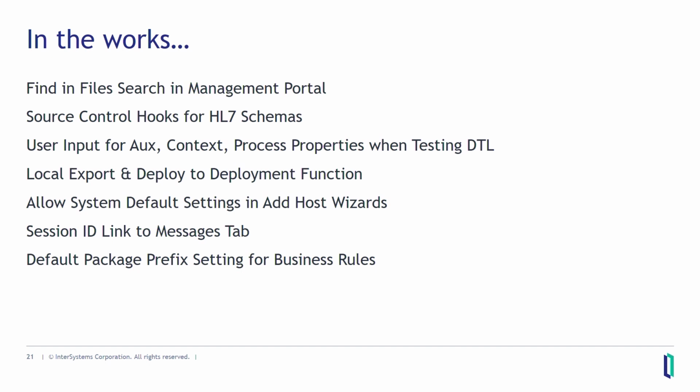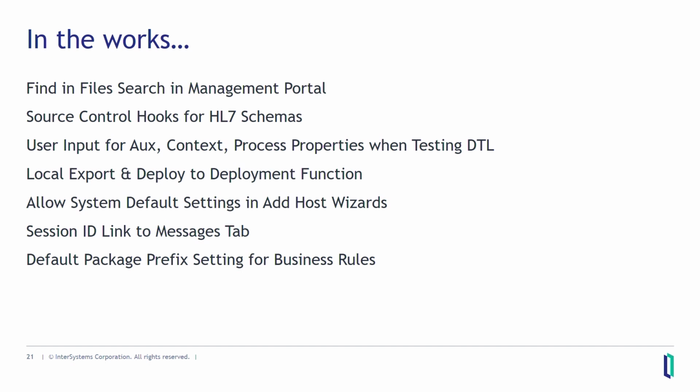System default settings: there actually were good reasons why they weren't being utilized by the add host wizards, but now they are. So if I click plus to add a message router, it will pick up the system default settings. Session ID link: if I highlight a component in the production configuration screen and I see the messages on the right, and I just want to look at the newest message's trace, we've added the session ID as a hyperlink right there, so you can click on that.